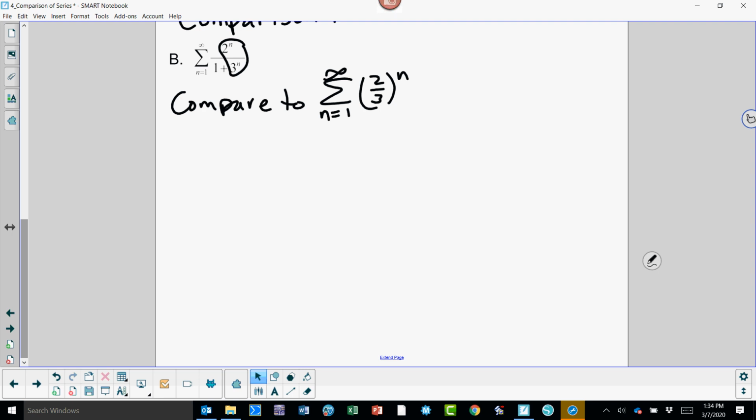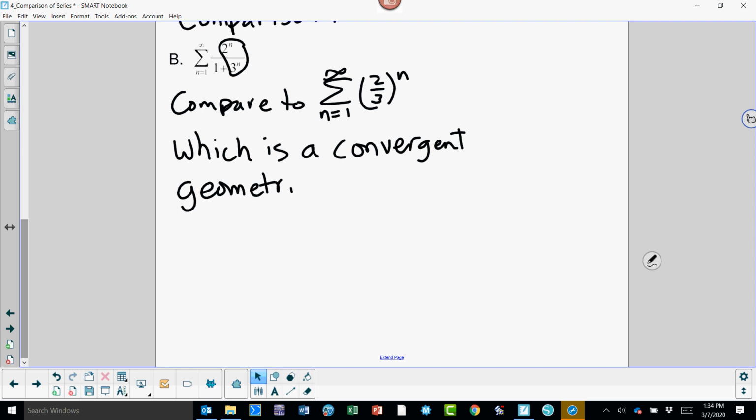Well, I'm going to compare it to that series, which is a convergent geometric series, because the absolute value of r equals 2/3, which is less than 1. And remember, for geometric, less than 1 means converges because you keep multiplying every term by that 2/3, which means each term is getting smaller. And getting smaller is good for convergence, okay? So there's step 1. I picked a series to compare it to, and I've said that it converges.